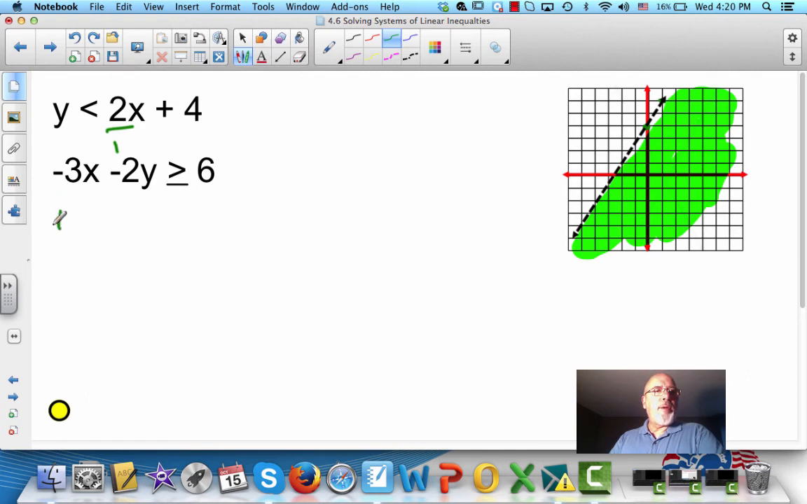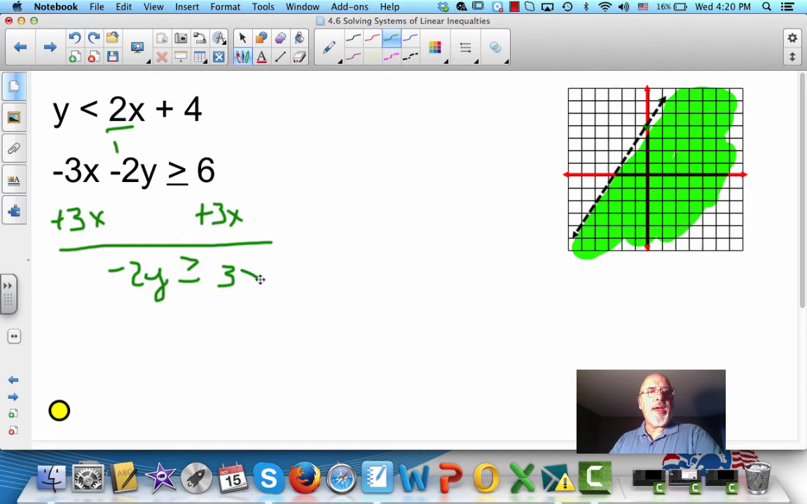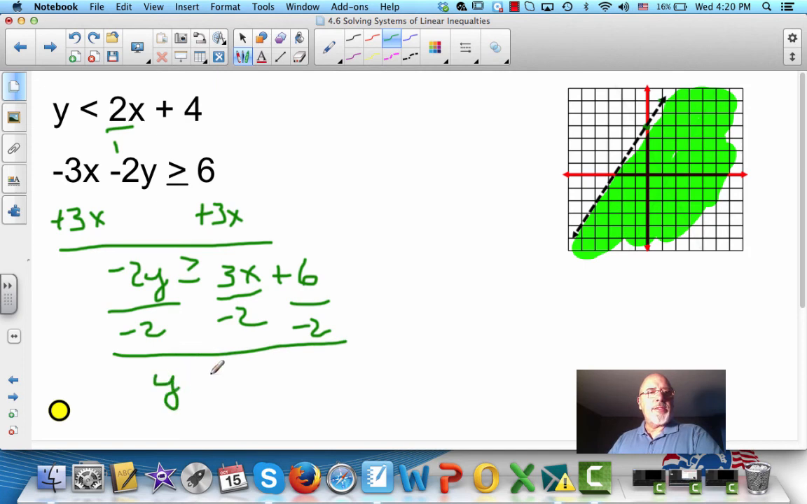This is going to be plus 3x and plus 3x, which gives us negative 2y is greater than or equal to 3x plus 6. Then we do divided by negative 2, divided by negative 2, and divided by negative 2. That gives us y is, oh, remember you divided by a negative, so you've got to switch the direction of the sign. Did you remember to do that? So that gives us negative 3 over 2x minus 3.